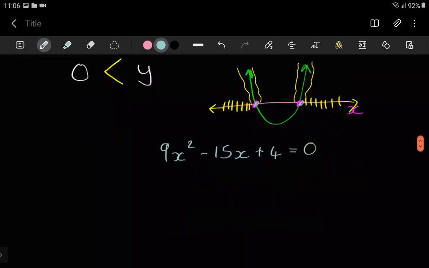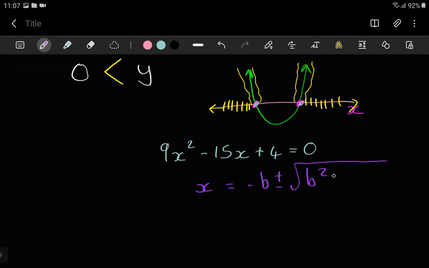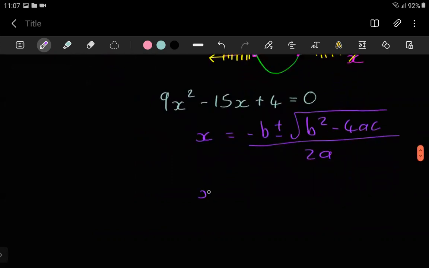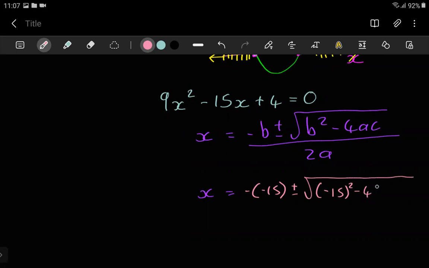Now, this being done, we can just use the quadratic formula. Using the quadratic formula, x equals minus b plus or minus the square root of b squared minus 4ac, all over 2a. What we know is that b is negative 15, so b squared is negative 15 squared. Then a is 9, so put a 9 here, and c is 4, put a 4 there. A is 9, put a 9 there.